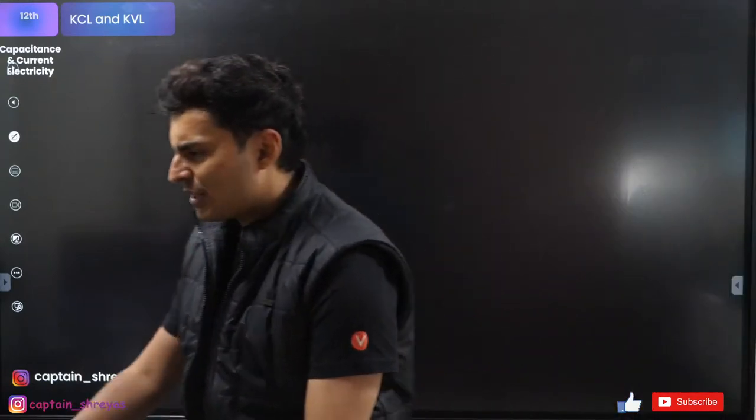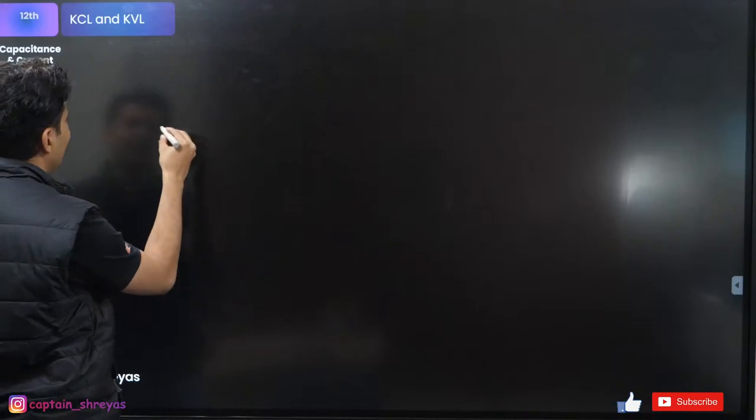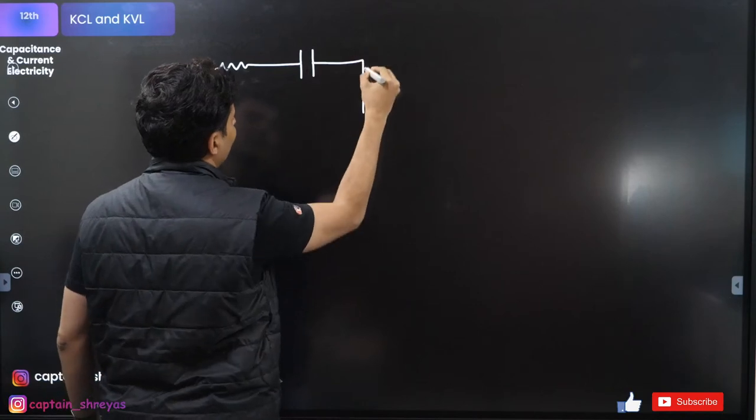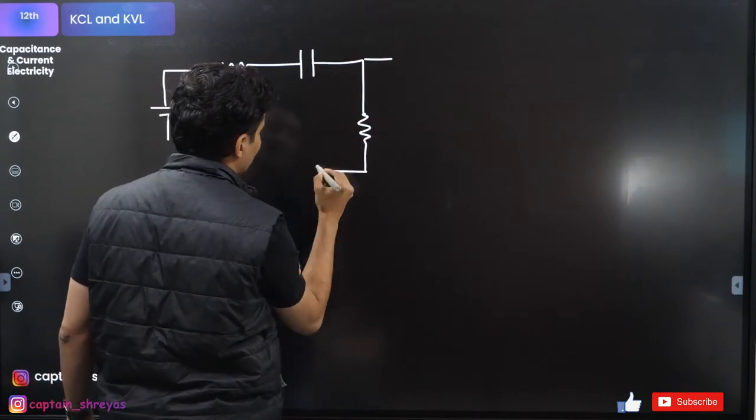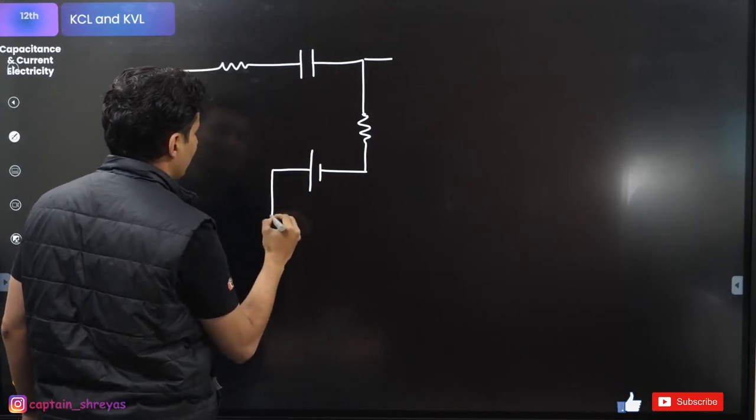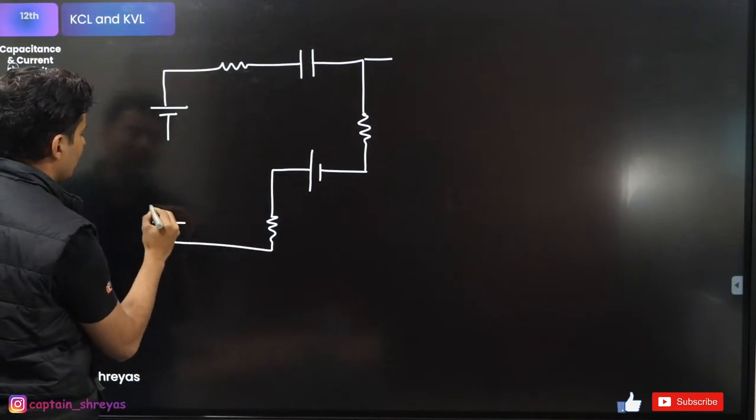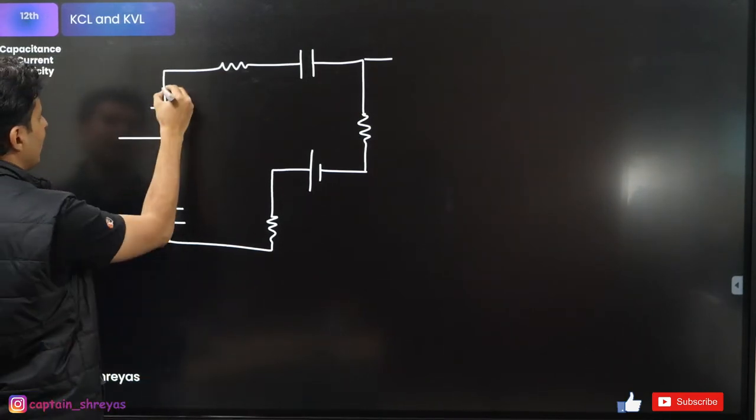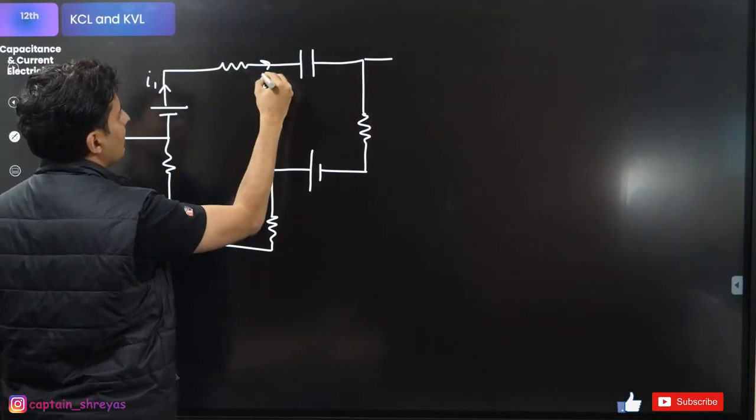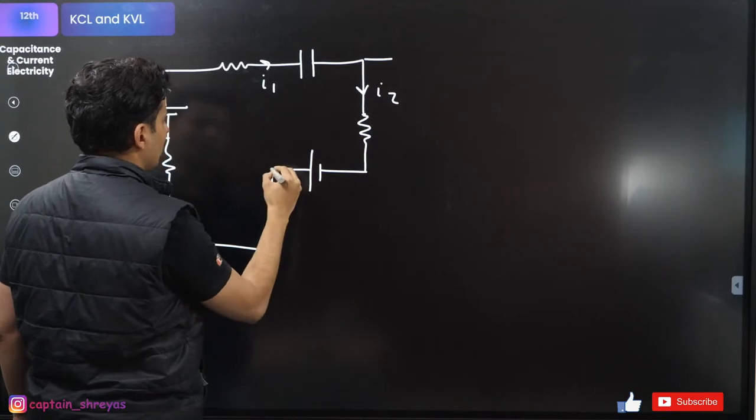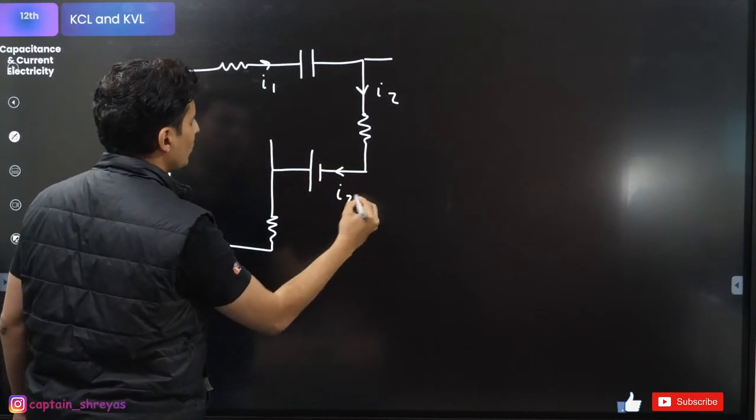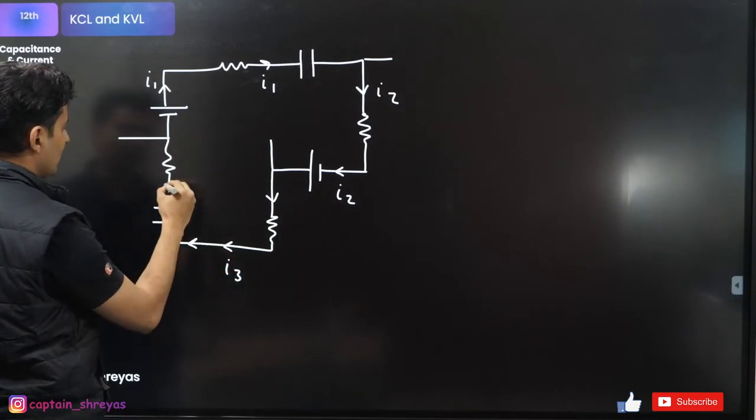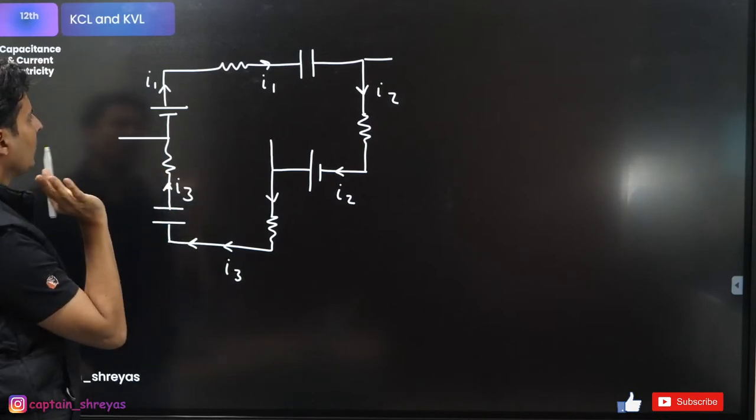So maybe I can show you some examples. Let's just take a random thing. Imagine a battery, then suddenly coming a resistor, then a capacitor, then a branch over here, something like this. Then another battery, and maybe a resistor, and maybe a capacitor, maybe another resistor, like this, branch. Let me just assume the currents: I1, I2, maybe this is a branch, so I2, and let's say I3. Okay, I think this is fine.